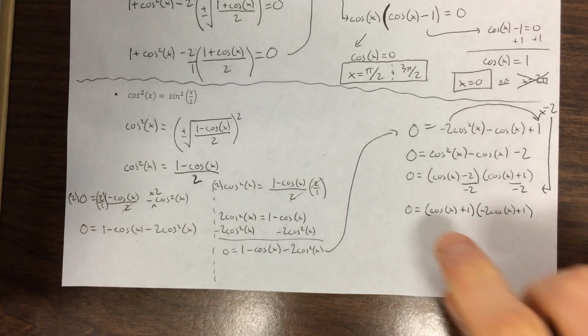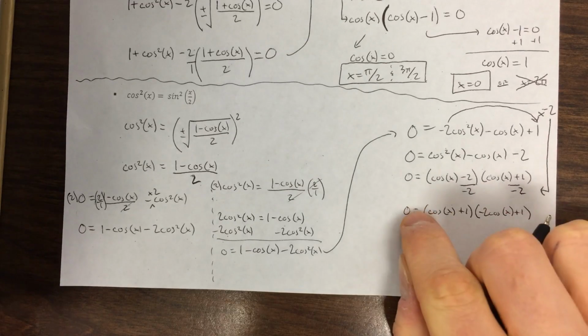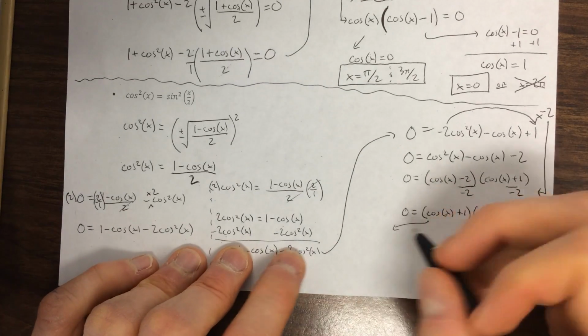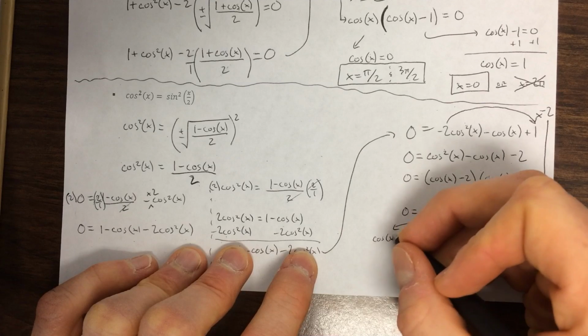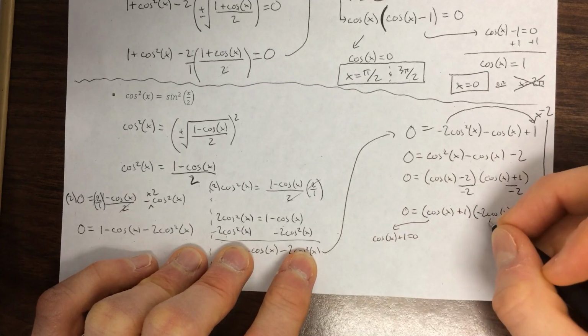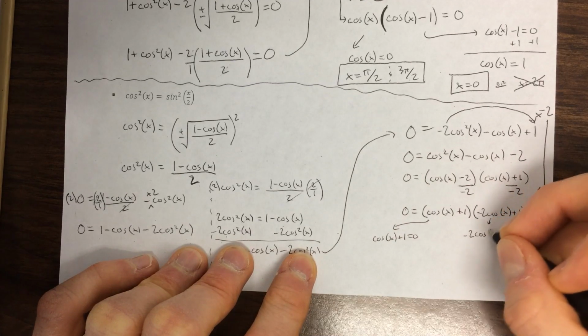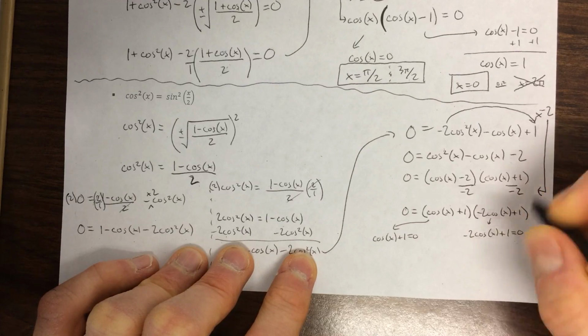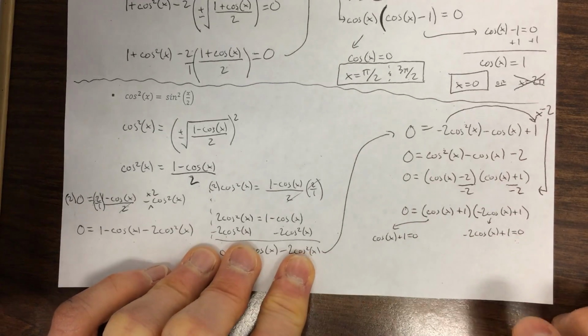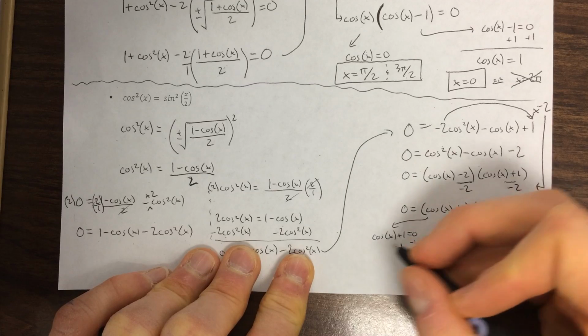Now we have two things that are being multiplied together. It equals 0. So we can say, hey, this equals 0. This equals 0. And now we have two equations we can solve. Subtract 1, subtract 1.